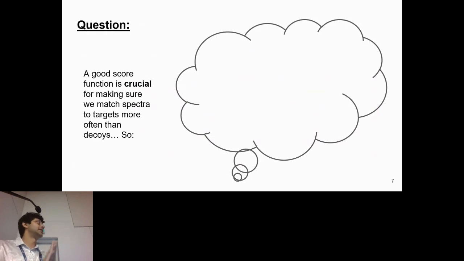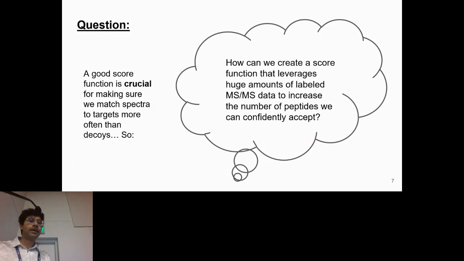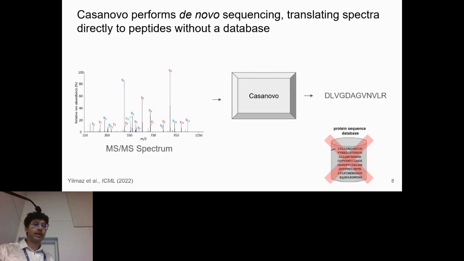So with all this being said, one question that we had is: we know that a good score function is crucial to actually making sure we do these matches properly, and we want the numbers we assign to be obviously higher for the targets and much lower for the decoys. So how do we create a score function that leverages the huge amount of tandem mass spectrometry data out there on the internet to increase the separation power further? Can we actually do better than just some simple algorithm? Can we use data to make this better?